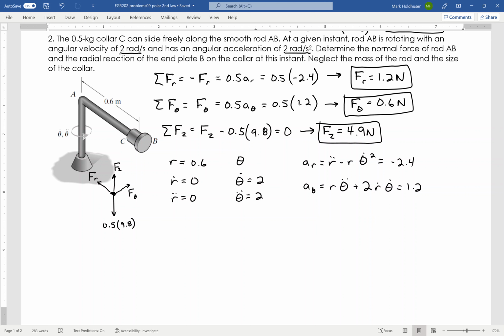Again, recognizing how it's moving and what information you're given, I can set this up in polar coordinates and more easily find it. It's all setting it up based on what we know about the motion, what we know about the acceleration that makes this problem possible.